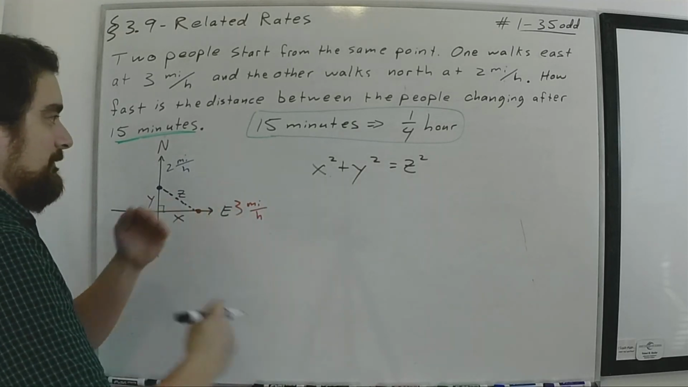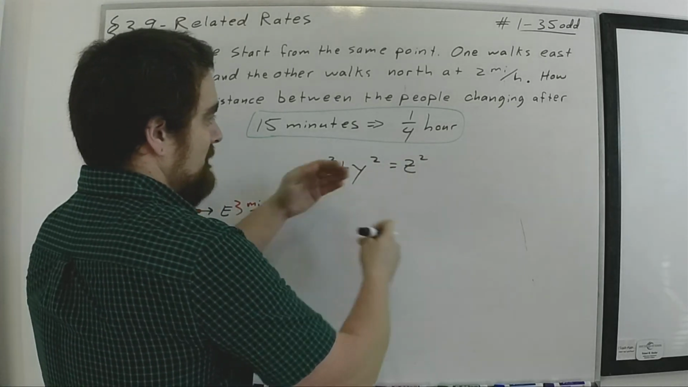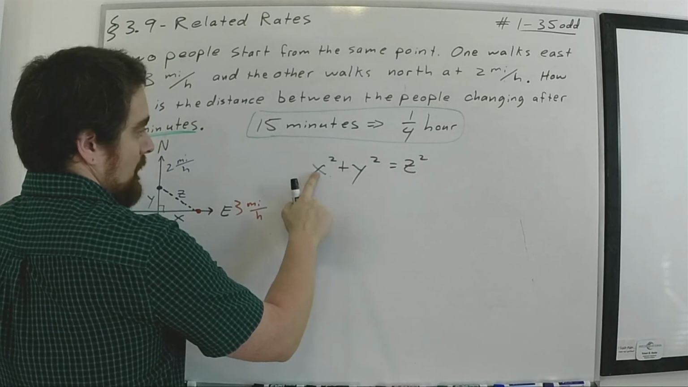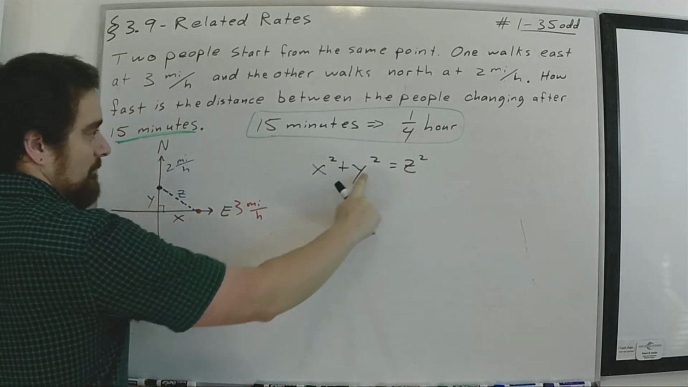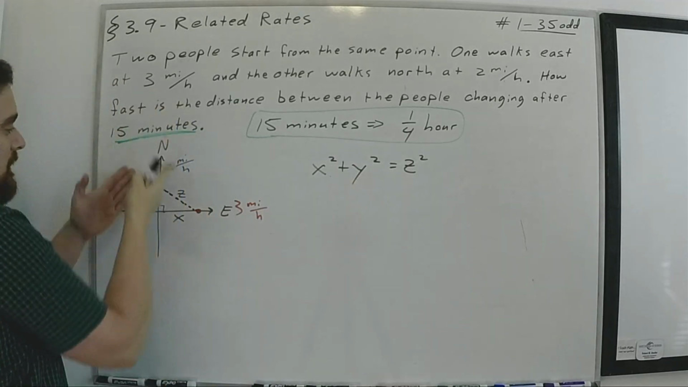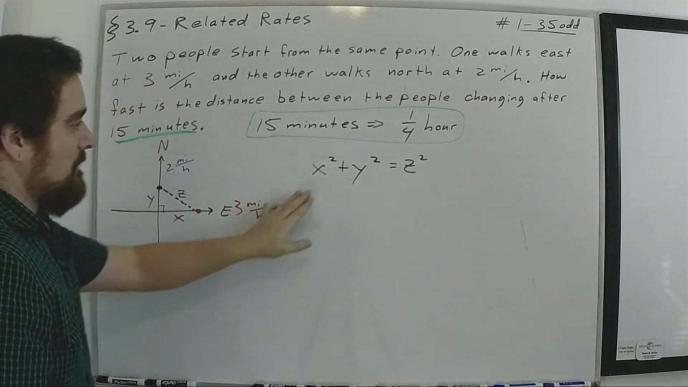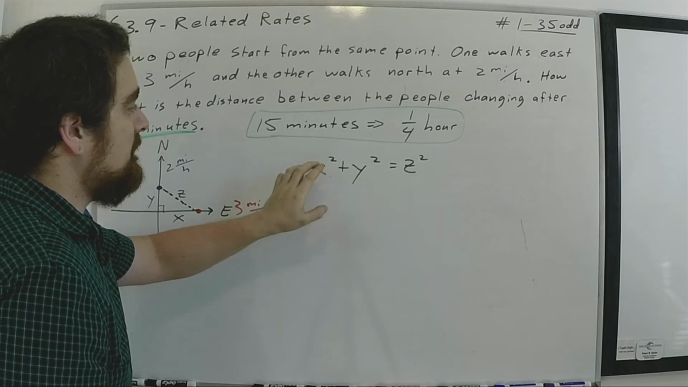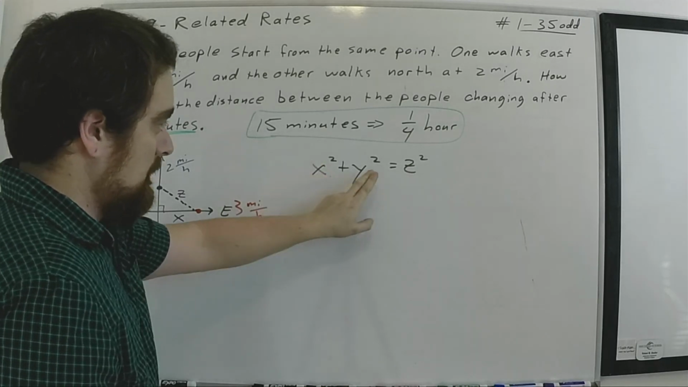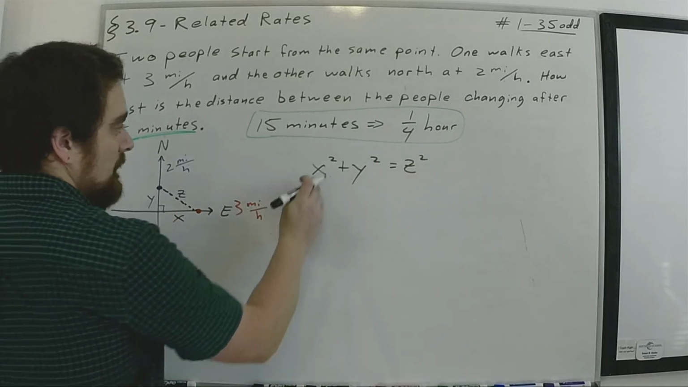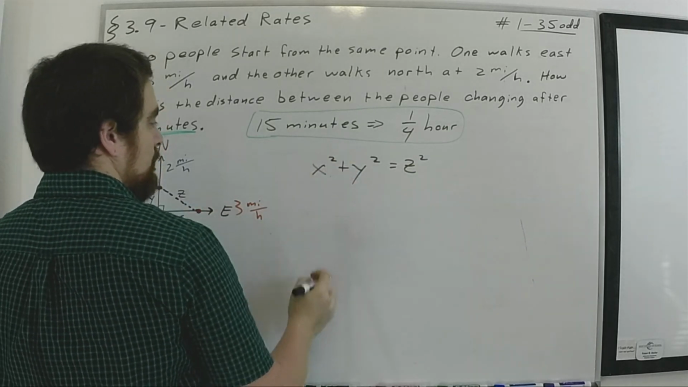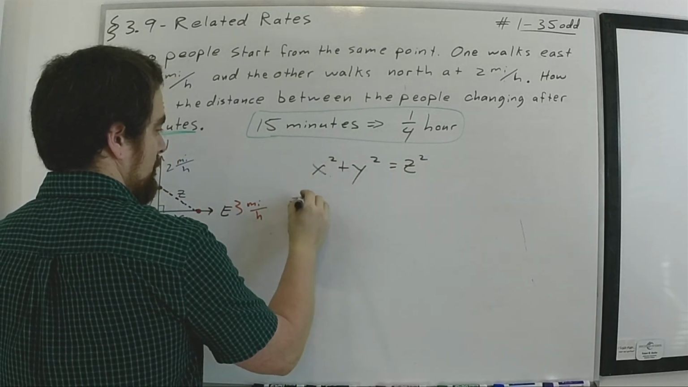Now I want to relate the rates, so I'm going to have to differentiate this. But again, X is a function of time. That distance is a function of time. Y is a function of time. Z is a function of time. So this isn't a variable X. It is a function, X of t, Y of t, Z of t. So these are functions, meaning there's a function inside a square function. Chain rule is going to have to apply.